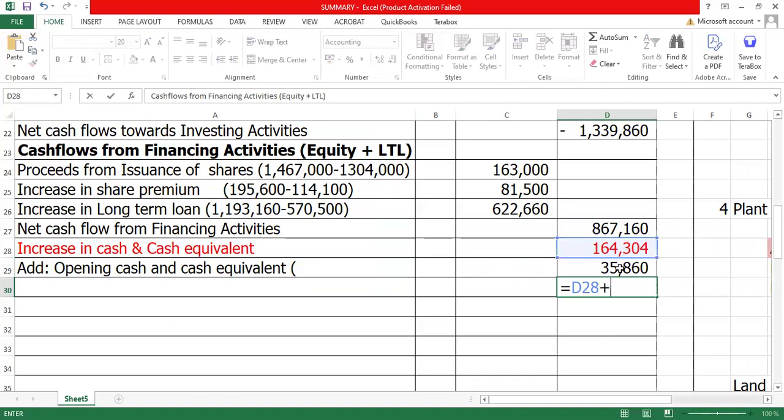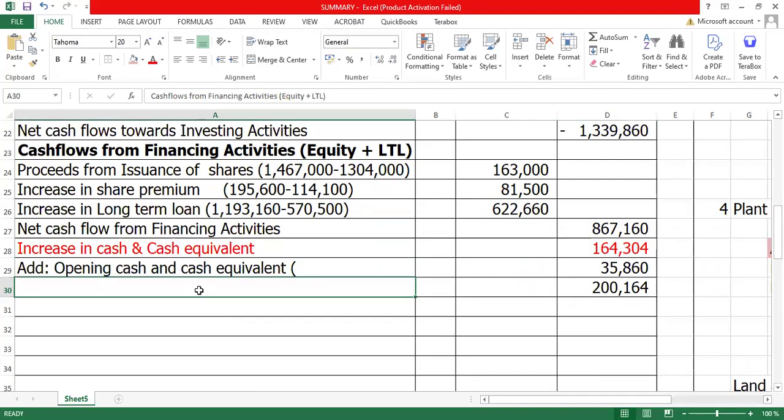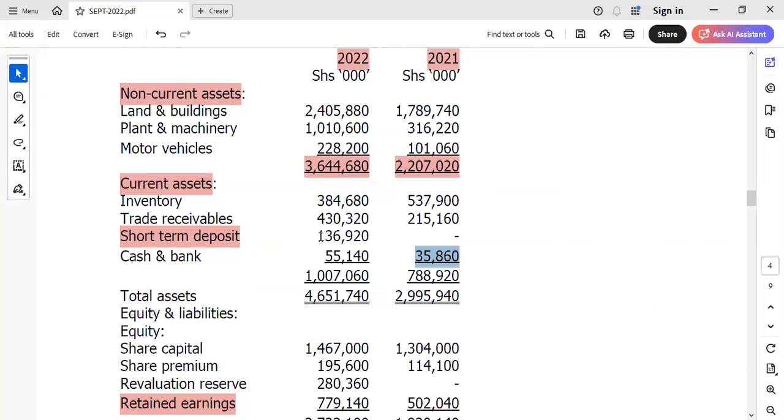Have I picked the right figure? Yes, please. Okay. So this will be your closing cash and cash equivalent. Have we missed anything? Let me see, because this one should be giving you the same answer. When you get this plus this, what do you get?